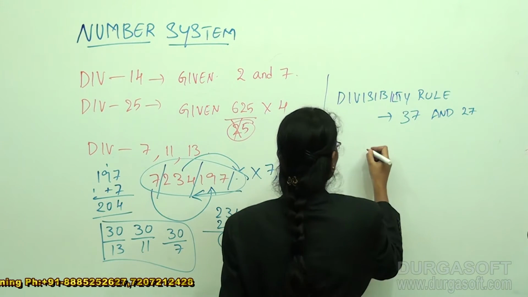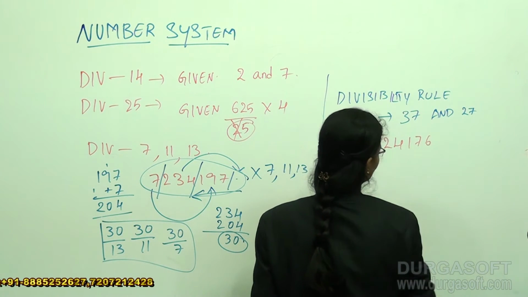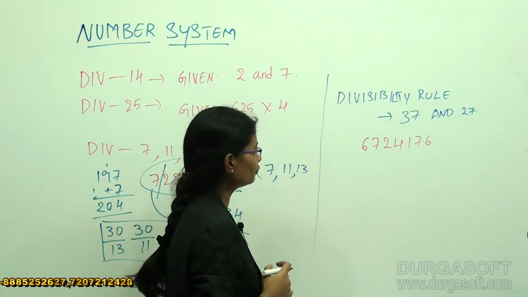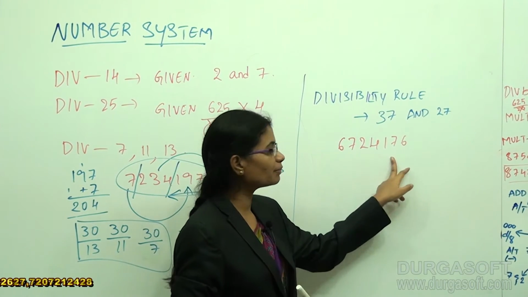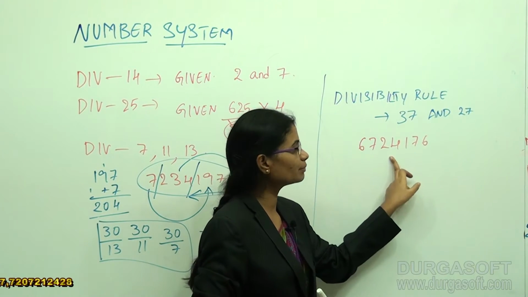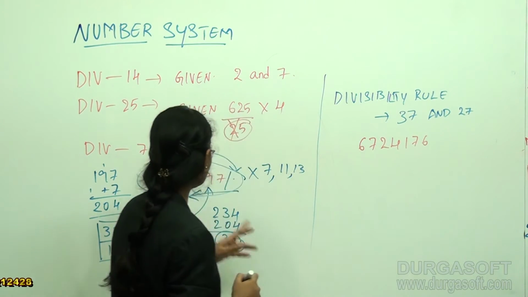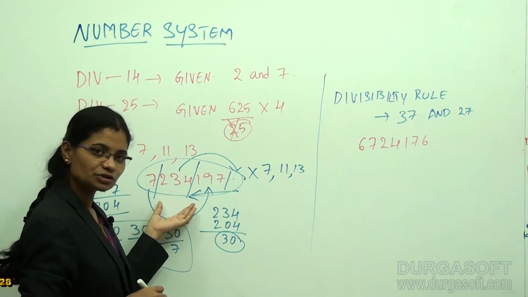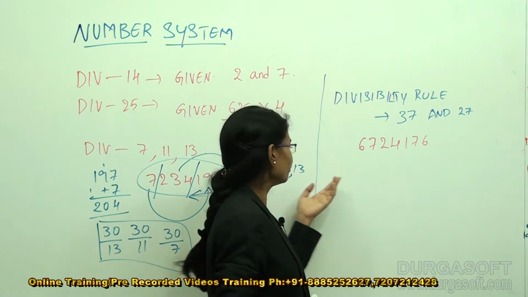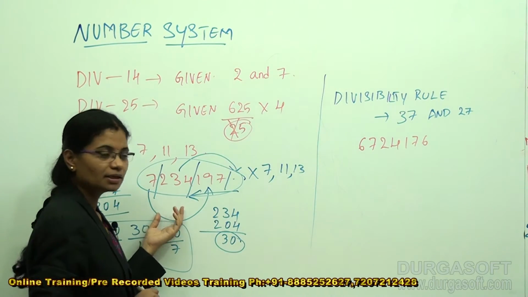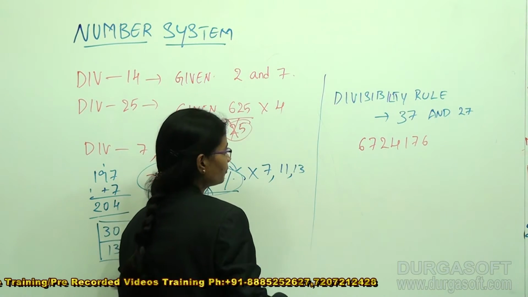If you have a number like this, and you want to check whether this number is divisible by 37 or whether this number is divisible by 27, you can follow one simple method. The method which we are following is the same as the method which we followed earlier, but there we subtracted. Here you should just add. The same process we will follow here.